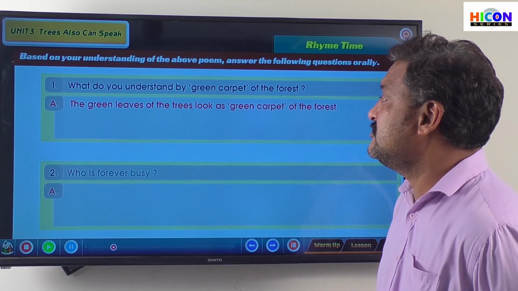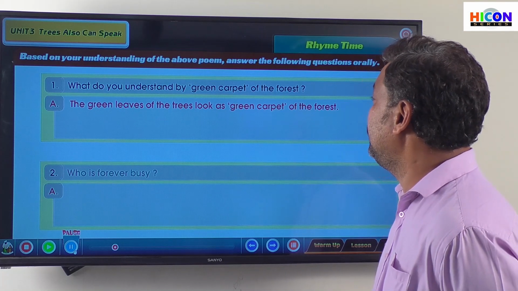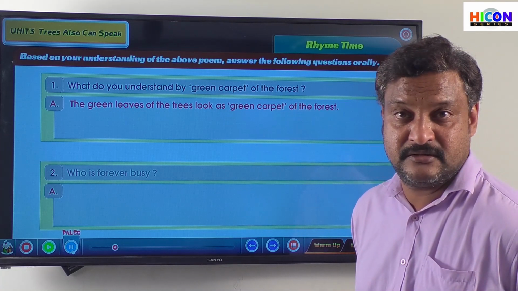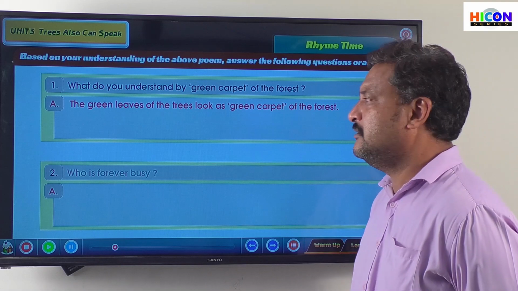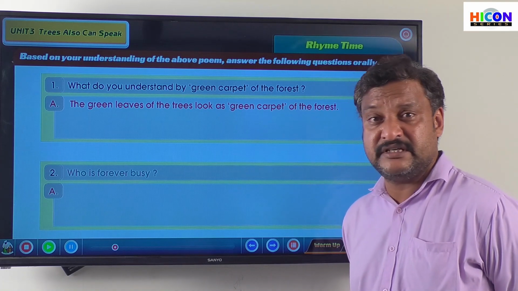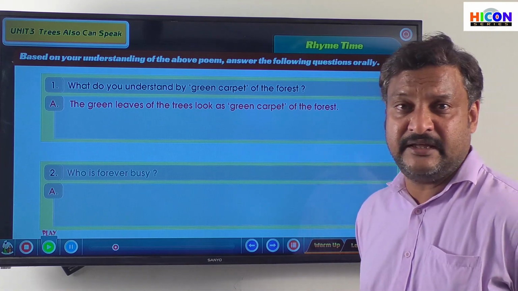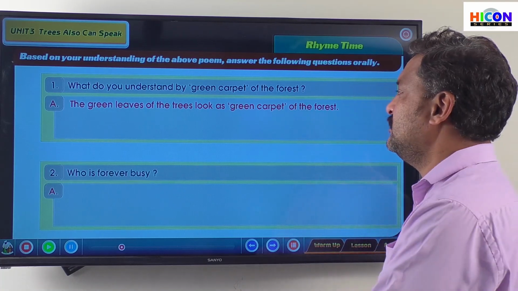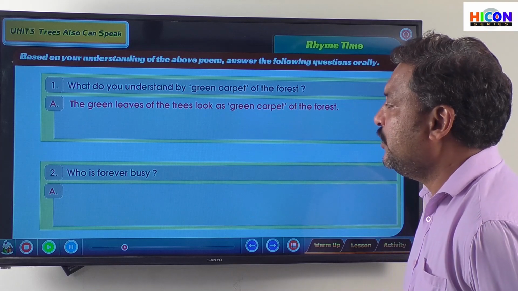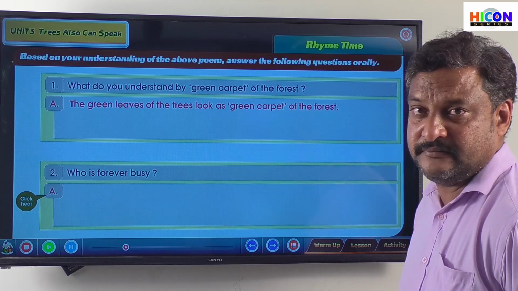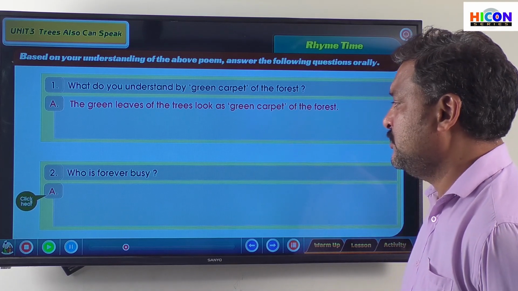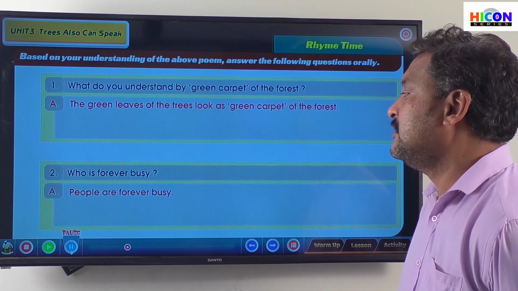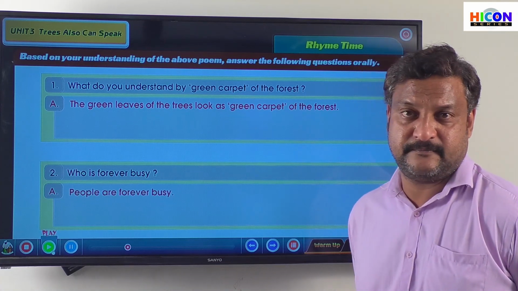The green leaves of the trees looked like a green carpet of the forest. So there are a lot of green leaves in the forest, the trees, and that just looks like a beautiful green carpet is spread over there. Now, who is forever busy? Somebody is always busy over there. Who is that? People are forever busy.